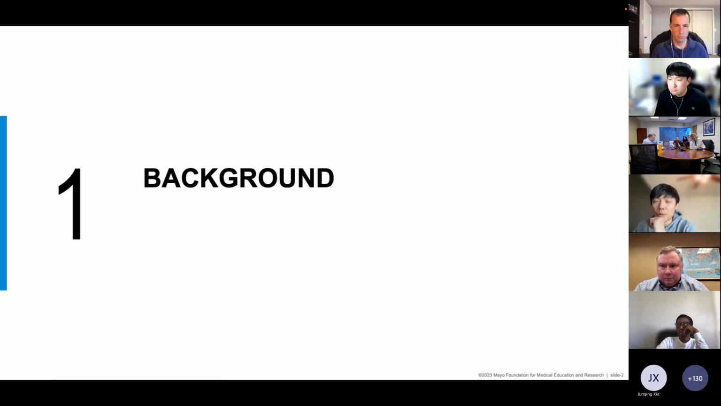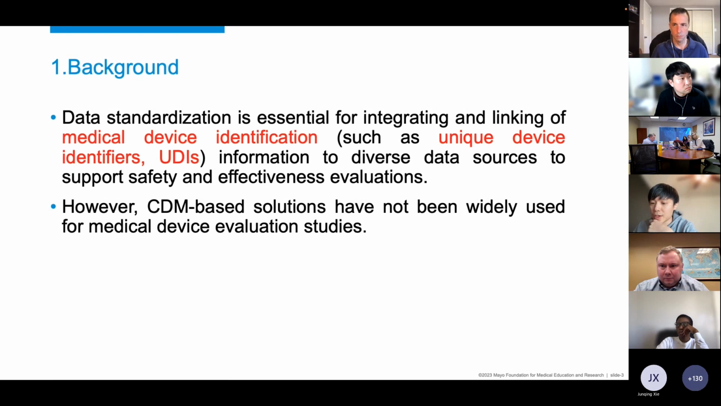First, let me introduce the background of our study. Data standardization is essential for integrating and linking the medical device identification information, such as unique device identifiers, UDIs, to diverse data sources to support safety and effectiveness evaluations. However, CDM-based solutions have not been widely used for medical device evaluation studies.